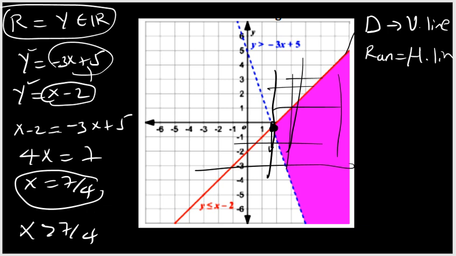So in this way we can check the domain and range of given drawn linear inequalities with two variables. So that is enough for today.